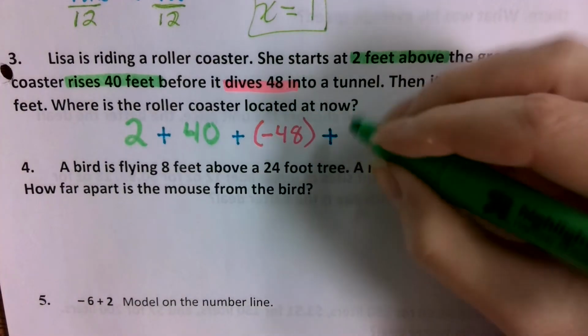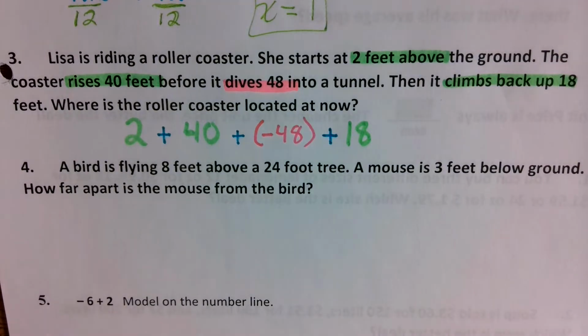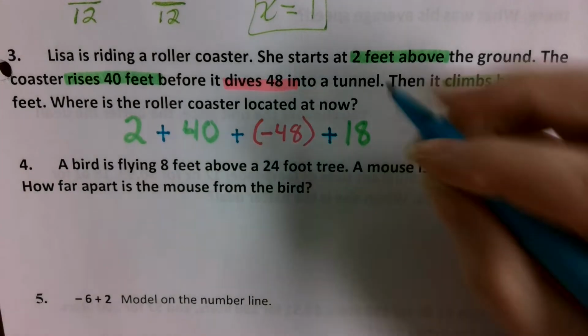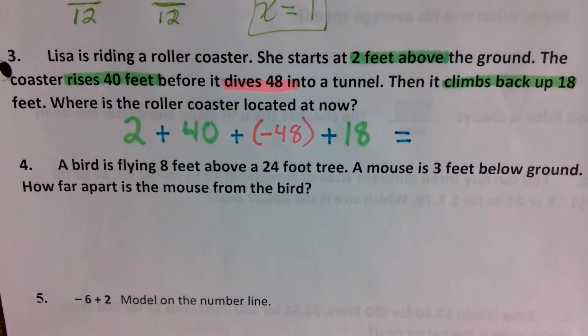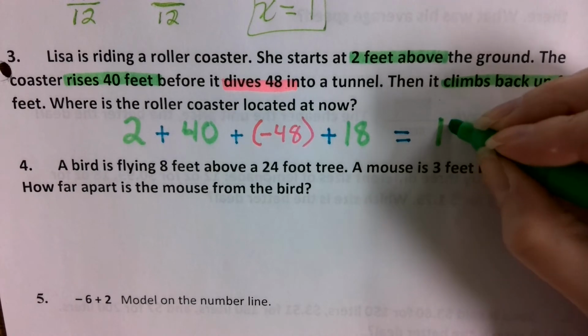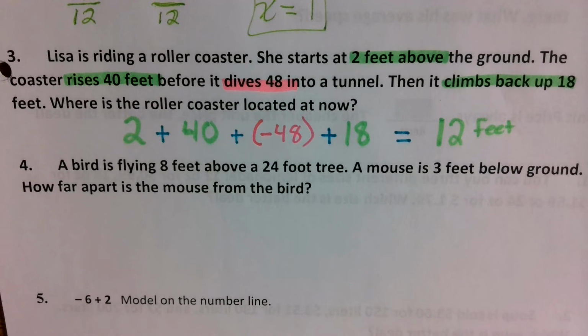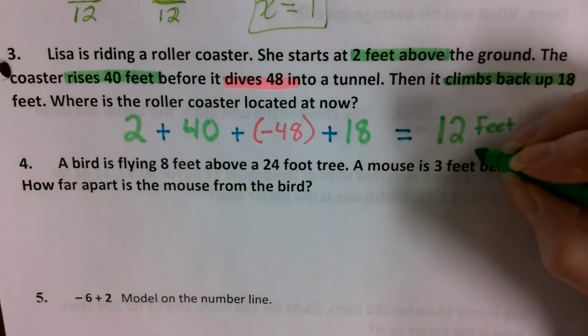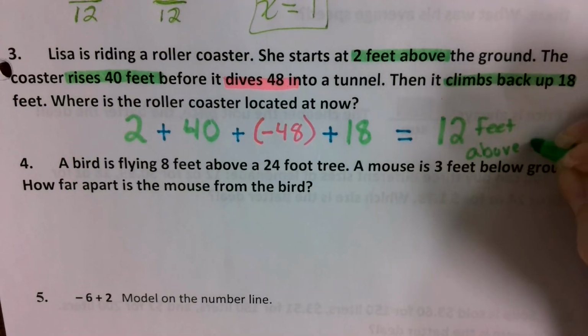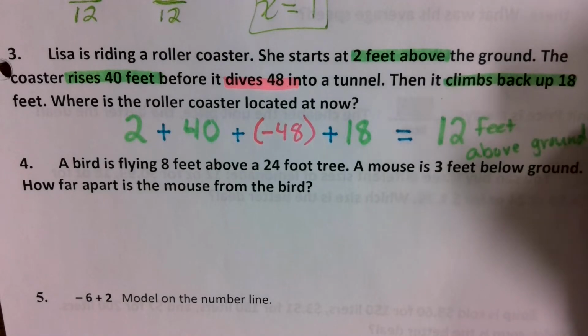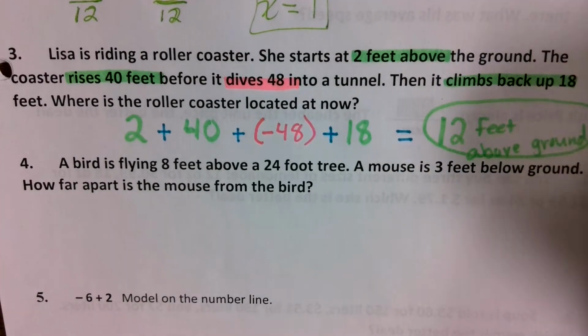And then that's it. Now you just combine all those together in your calculator. 2 plus 40 plus a negative 48 plus a positive 18. What is that going to come out to? 12. Okay, so it is currently 12 feet. And since it's a positive, does that mean it's above or below the ground? Above. It's 12 feet above ground.